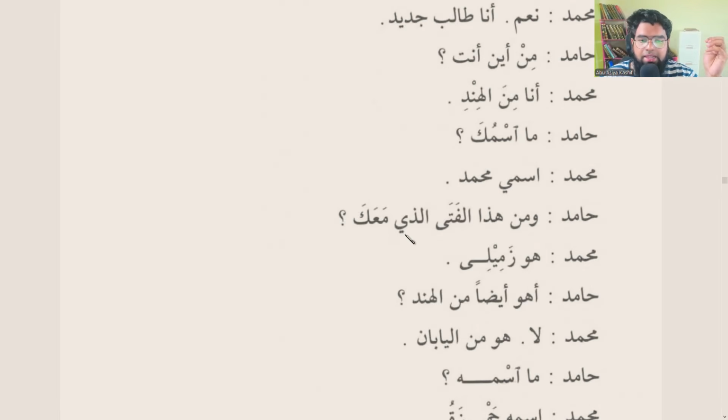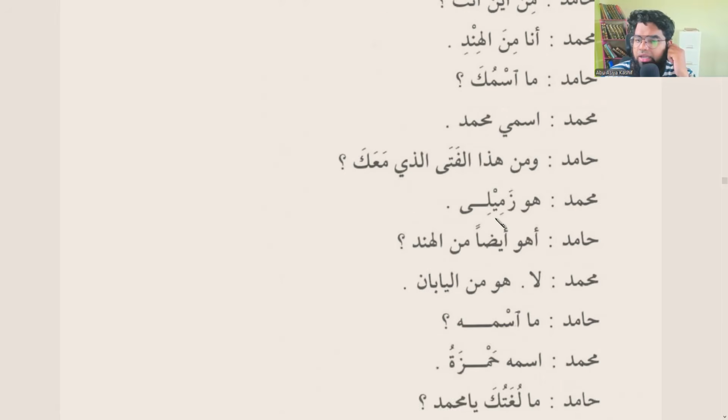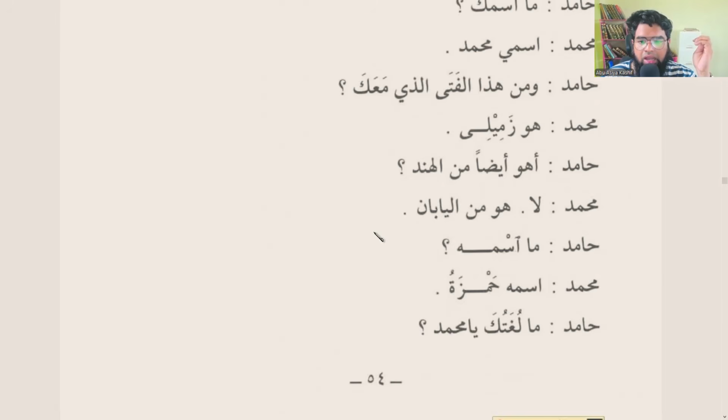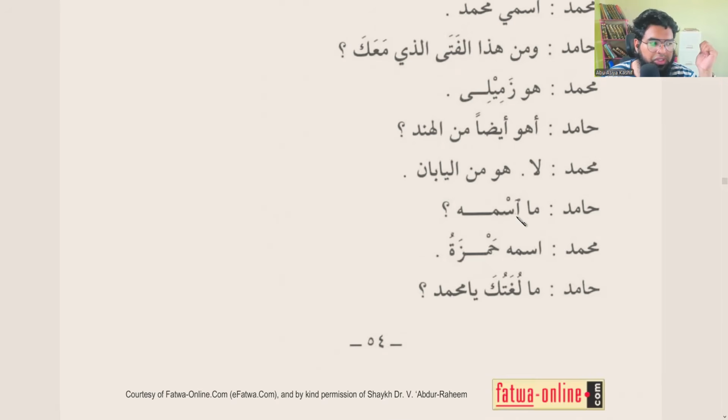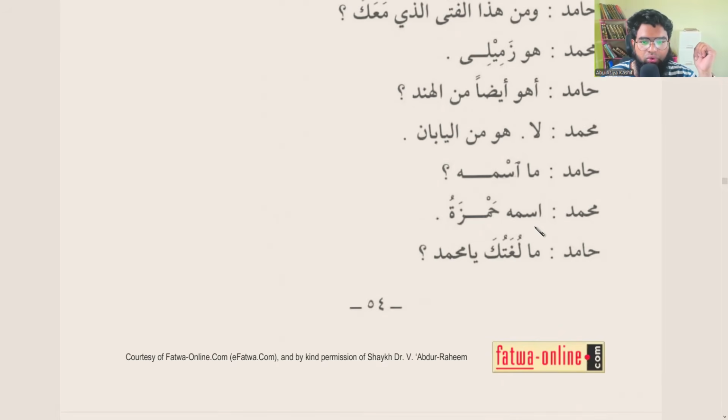Waman hadha al-fata alladhi ma'aka. And who is this young man who is with you? Fata is young man. Ma is also with. Huwa zamili. He is my classmate. Zamili, again two words. Huwa aydan min al-Hindi. Is he also from India? La, huwa min al-Yabani. No, he's from Japan. What's his name? Ismuhu Hamzatu.